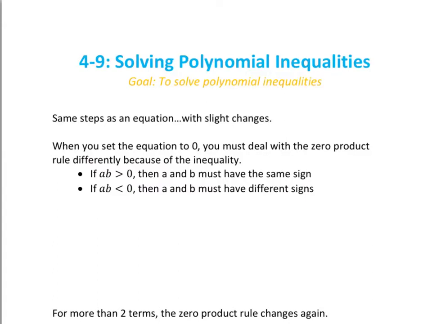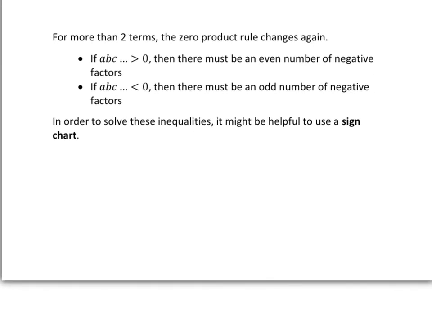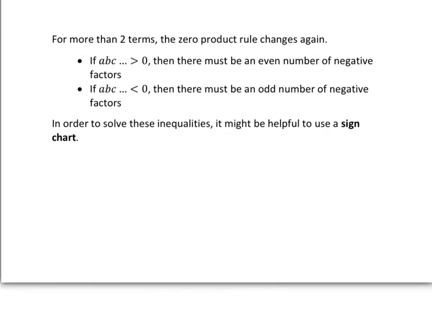Right? I think that's kind of intuitive, but that'll help us when we just have two things that we are factoring. Okay? Now, if it gets bigger than 2, for more than two factors, if you have 3 or more factors, the zero product rule is going to change again. Okay, so if you have a times b times c times d times whatever, however many things, if it's greater than 0, then you're going to have an even number of negative factors. Okay, so that means that you have to have exactly 0 or 2 or 4 or 6 or however many negative factors in order to come out with a positive answer.